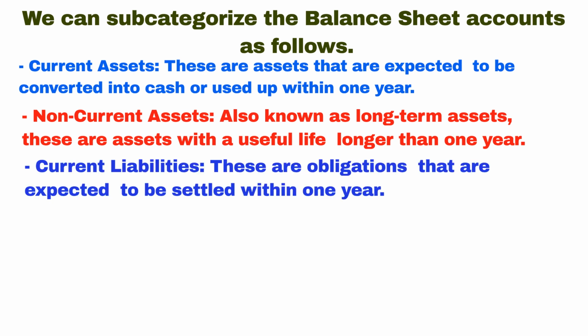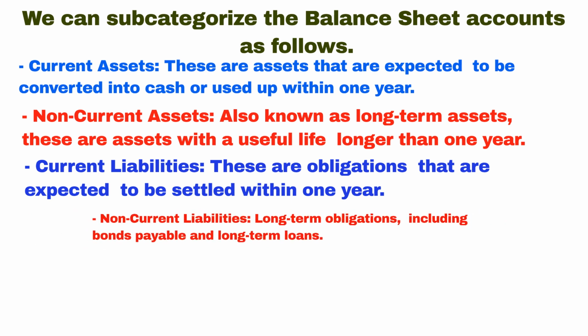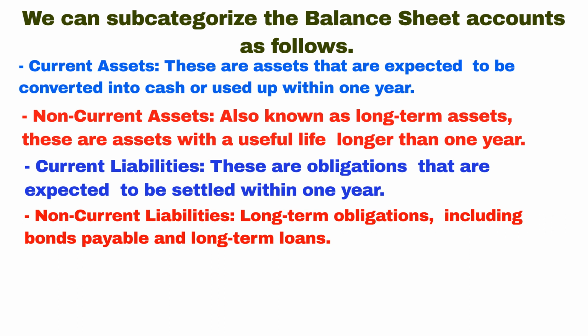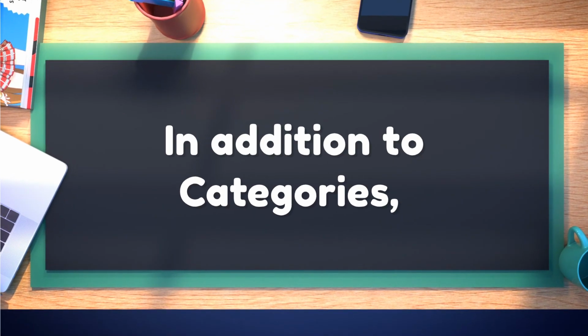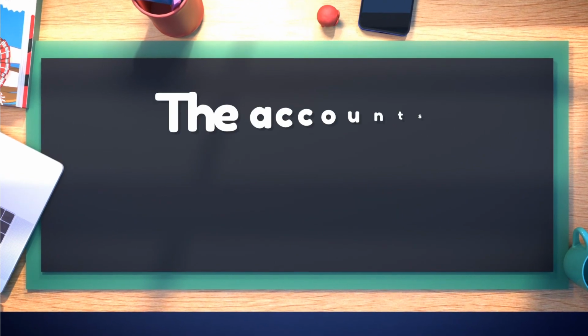Current liabilities. These are obligations that are expected to be settled within 1 year. Non-current liabilities. Long-term obligations, including bonds payable and long-term loans. Equity accounts. Represents the owner's or shareholder's interest in the business. In addition to categories, accounts should have a unique identifier and description.